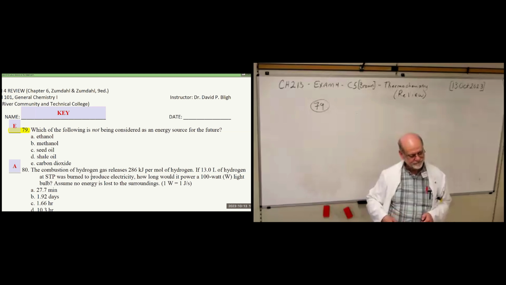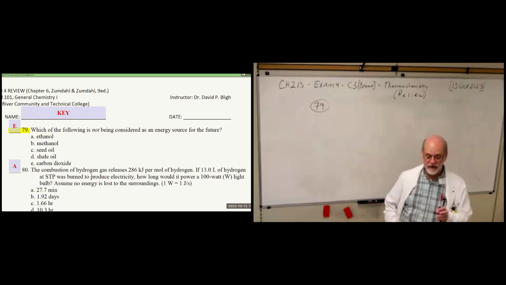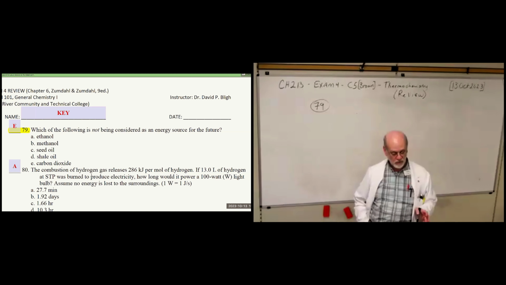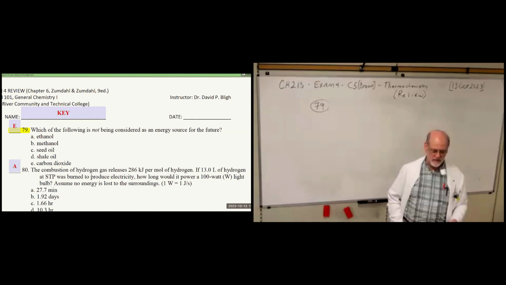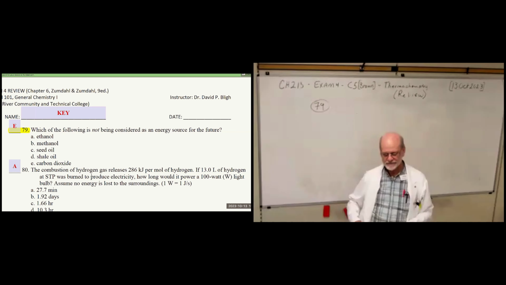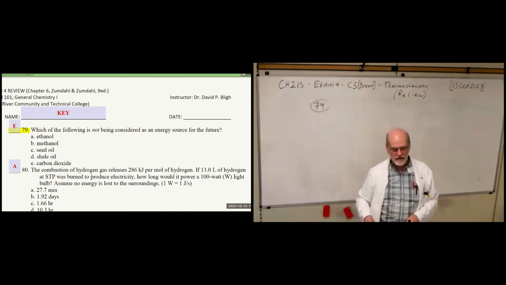Carbon dioxide. If you stick around for next semester, we'll find out that carbon dioxide cannot be a fuel. Yeah, I mean, it's a waste product. When you burn any of those others, you get carbon dioxide. So it has to do with its oxidation state. We breathe out carbon dioxide.